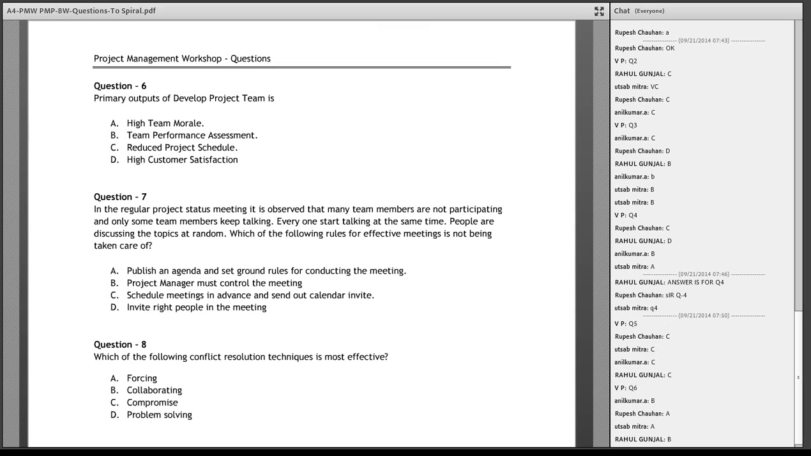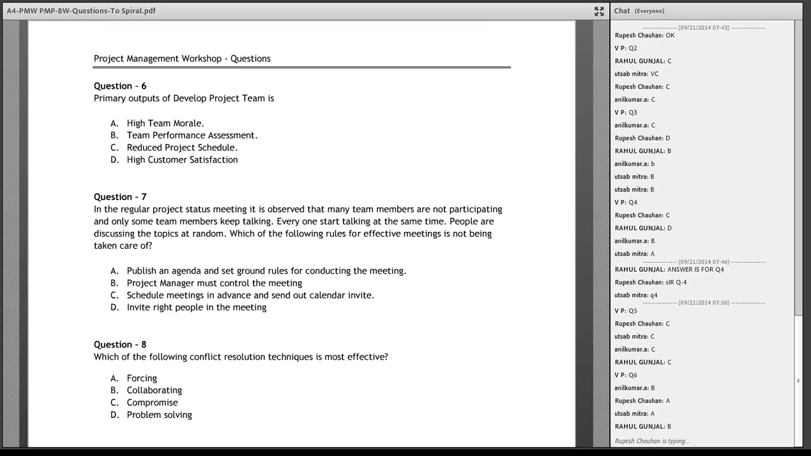You will find B. And the main thing about assessment is that we are doing several activities to develop the project team. We need to understand whether they are really effective. Therefore B is the right answer.